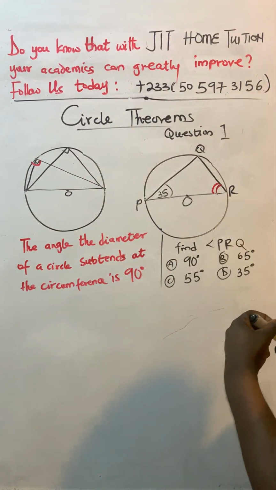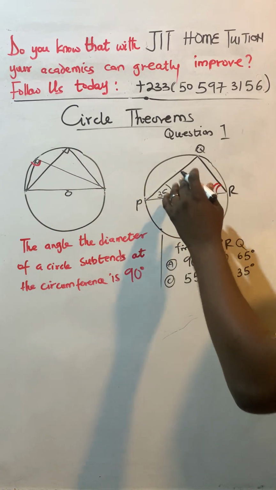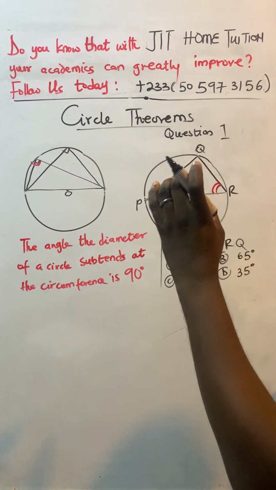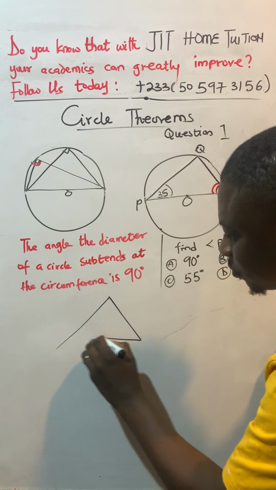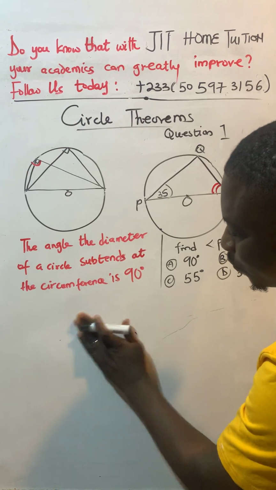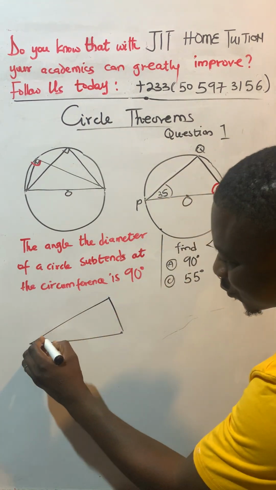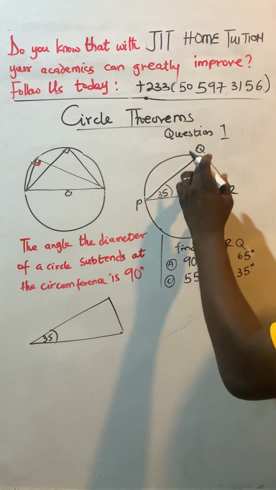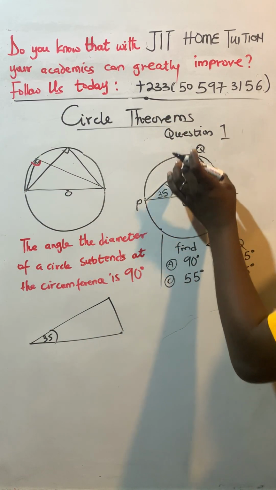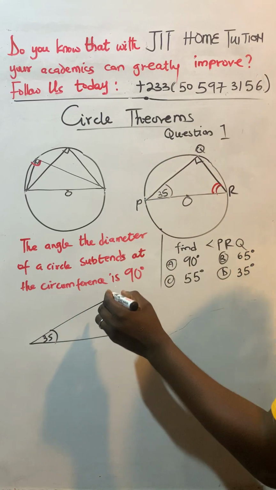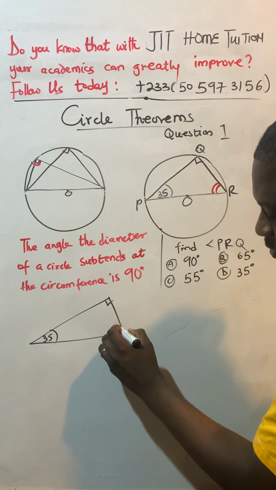Now, how do we go about this question? Having this understanding of this particular theorem, your focus now is that you pull this triangle out. So look at it. Pardon me in case I'm not able to draw it as it is. So this side is 35. Now with that understanding, because this is the diameter and it subtends at the circumference, this side is 90. So this is the part that we are looking for. We don't know it, so we can represent it by what?